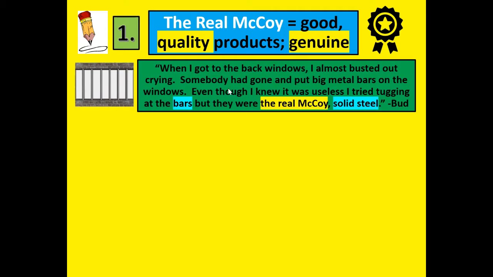So here's an example from the book. When I got to the back windows, I almost busted out crying. Somebody had gone and put big metal bars on the windows. Even though I knew it was useless, I tried tugging at the bars, but they were the real McCoy, solid steel. So Bud is saying that those bars on the window were good quality products or genuine. They were solid steel, and they were so solid and so good, he could not break them to get into the library.